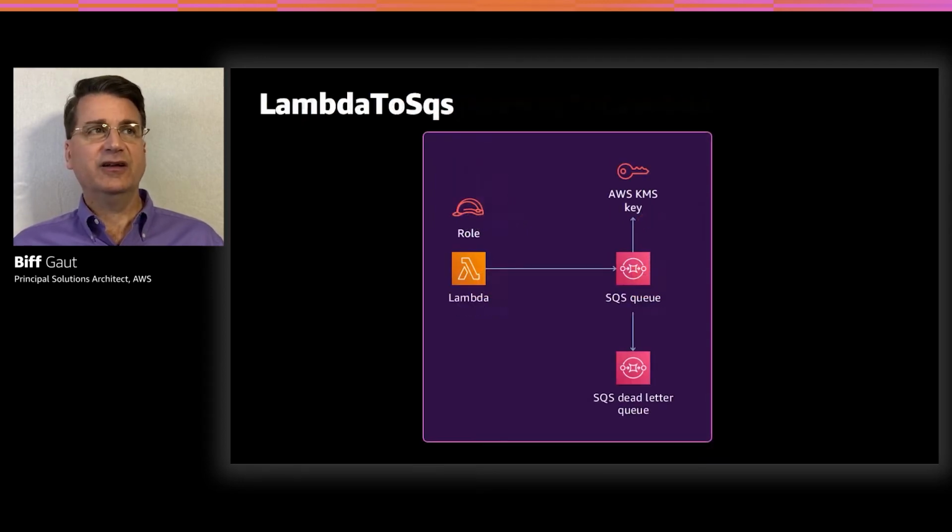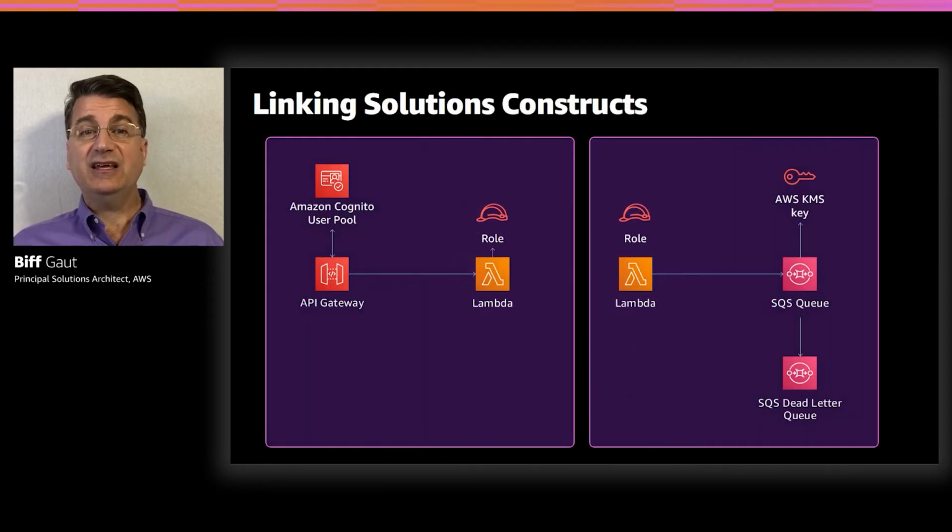The second construct is Lambda to SQS. This creates a Lambda function that can write to a new SQS queue. And since constructs enforce best practices, by default, it will encrypt the queue and set up a dead letter queue. Now this highlights a key aspect of Solutions Constructs.